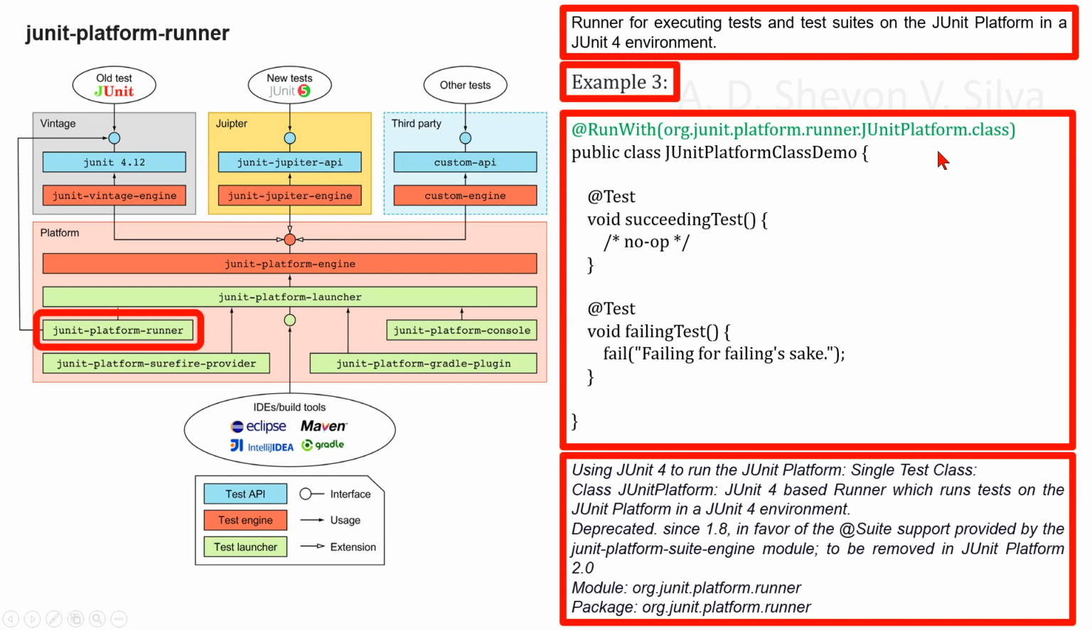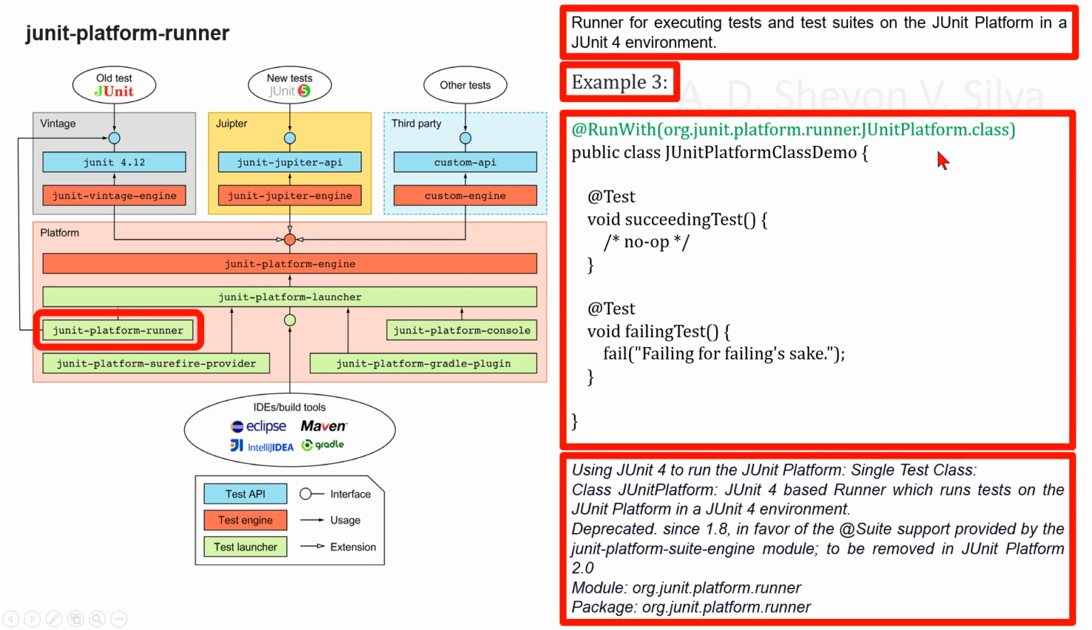In addition to the introduction of @Suite support by the JUnit platform suite engine module, this makes the JUnit platform runner obsolete. The JUnit platform runner and @UseTechnicalNames annotation have therefore been deprecated in JUnit platform 1.8 and will be removed in JUnit platform 2.0. If you are using the JUnit platform runner, please migrate to @Suite support.